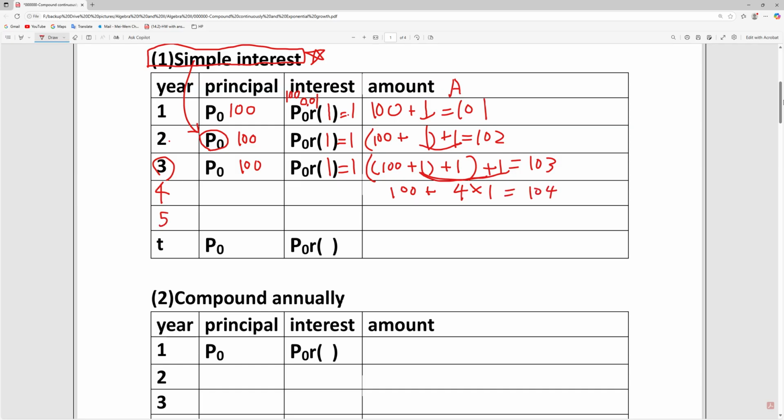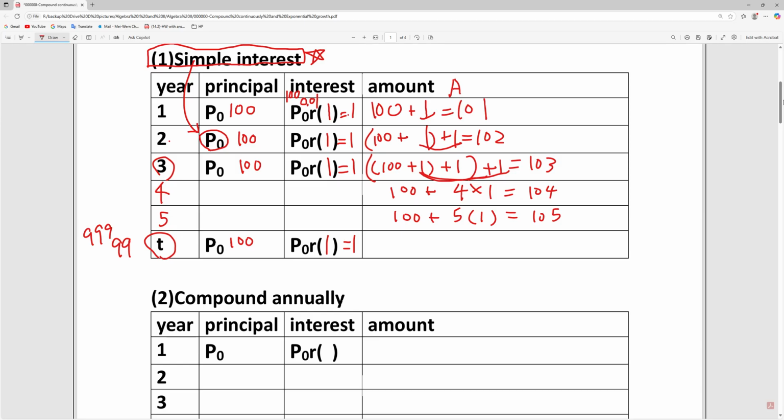On the fifth year, you have 100 plus 5 times interest, which is $1 for every year. You have 105. So same thing, same rate. You always earn only $1 every year. So we don't know what T is. T means probably 99 years, probably 999 years. You don't know. We make a formula.